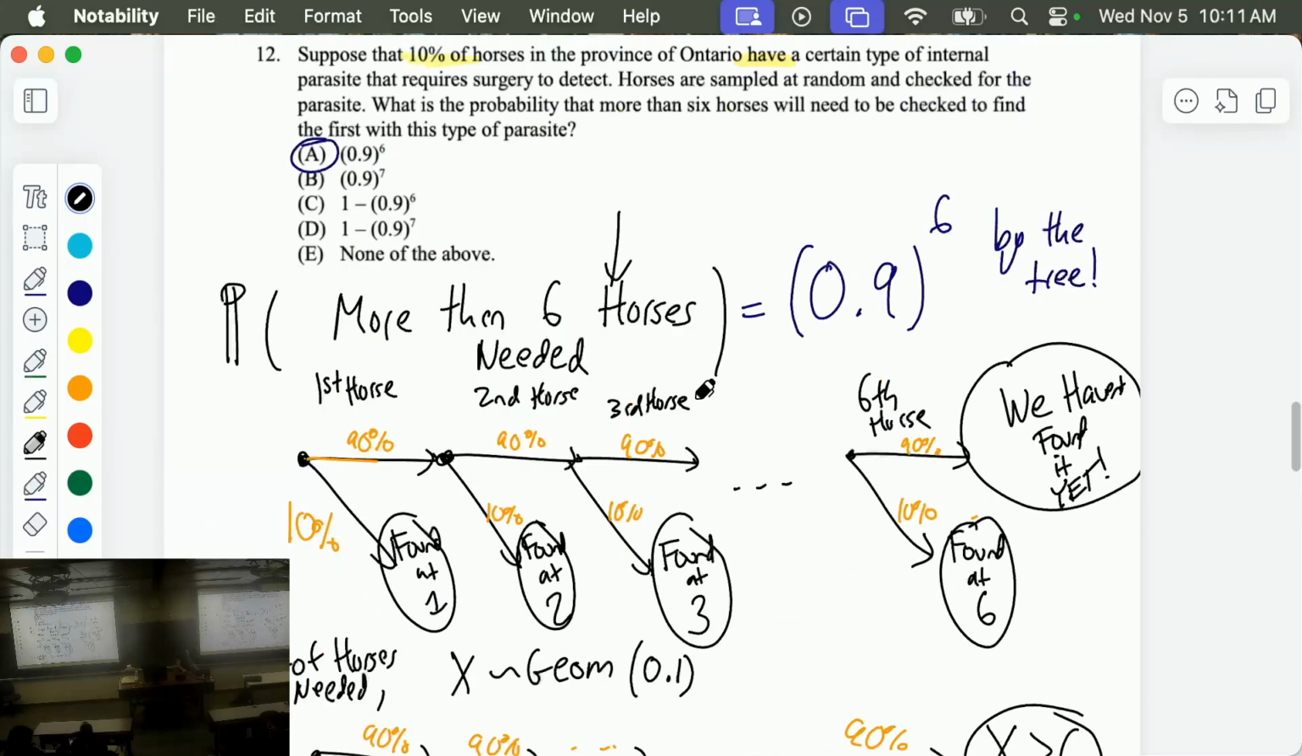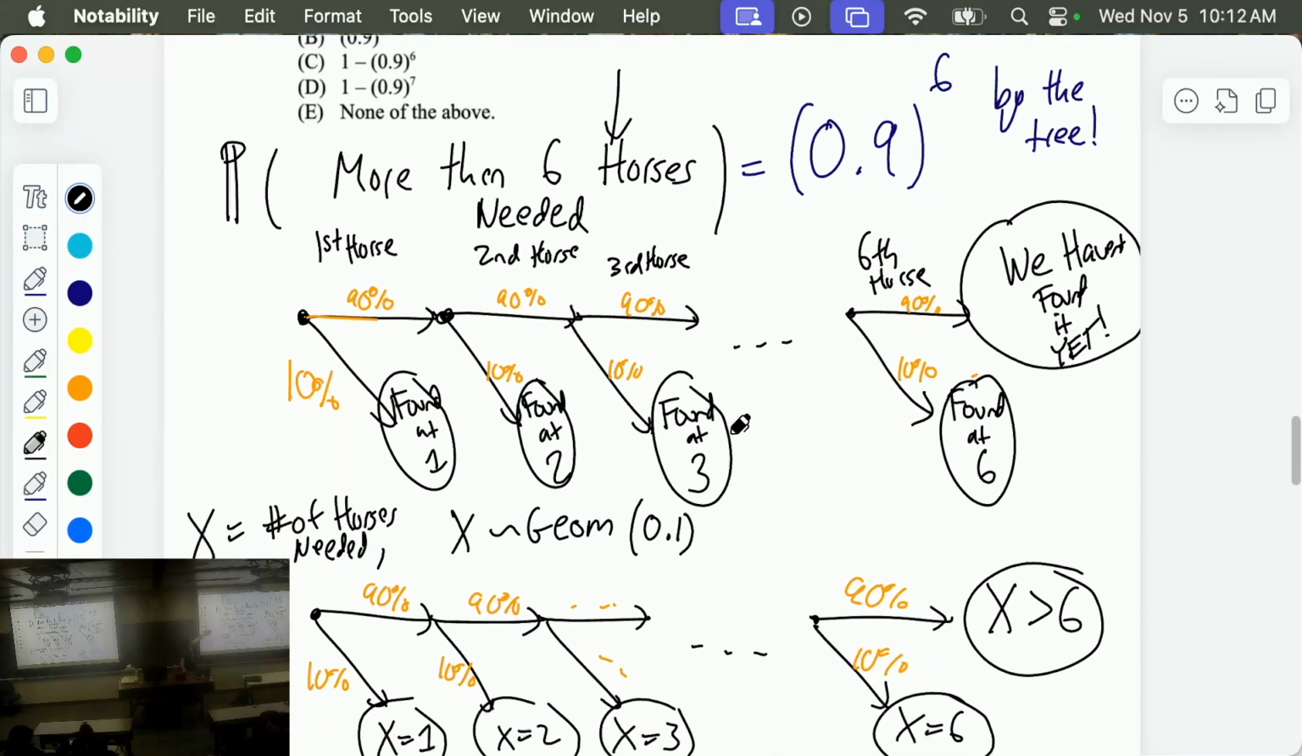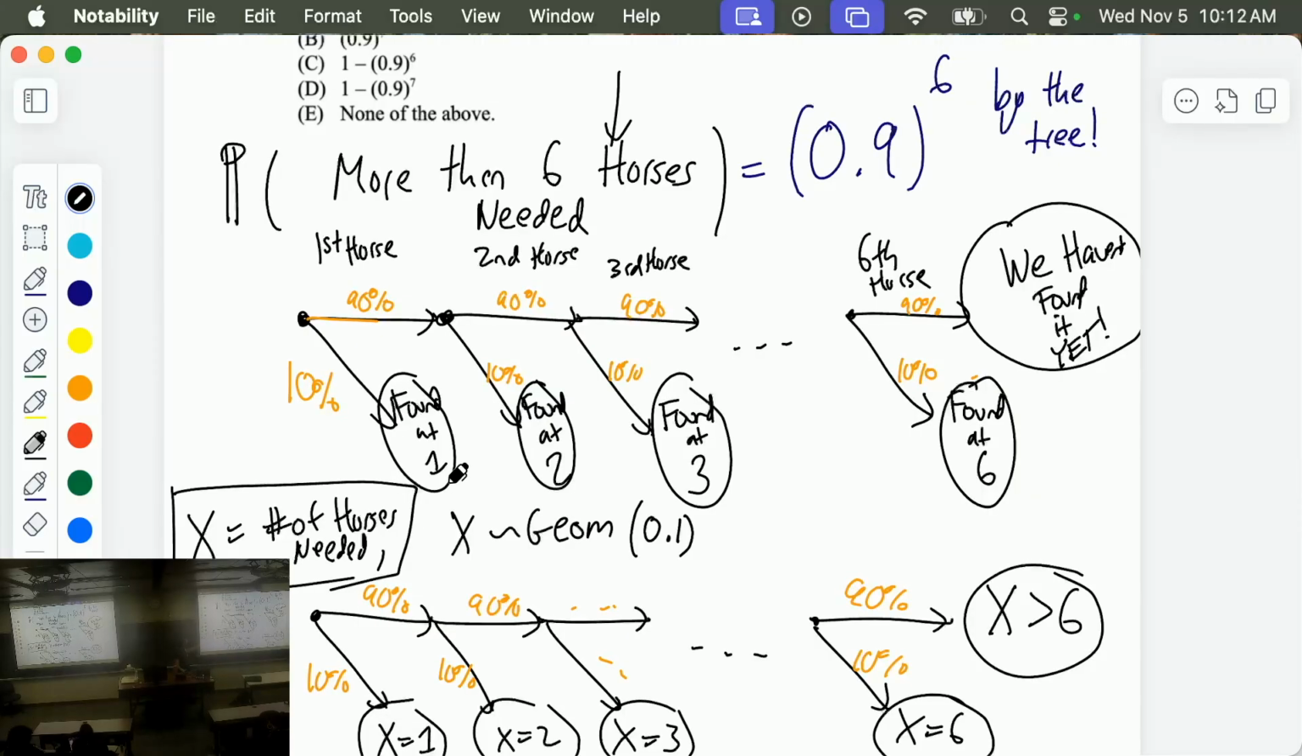So the way I did it was as a geometric variable, and I said X is the number of horses we need until we find one that has the parasite. So this is quite different from the setup over here. X, you notice there's no 6 or anything like that, right? X is the number of horses we need. We're going to keep going to the horse garden and picking a new horse until we get a horse that has a parasite. We're going to keep going and going. And then I had this nice picture, and then it was a geometric. So X was geometric.